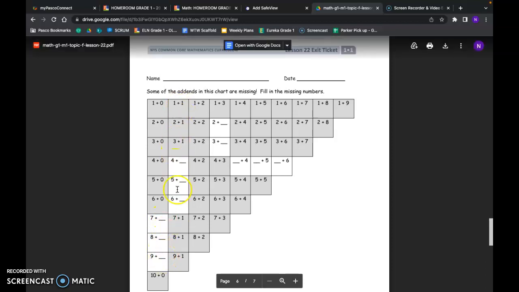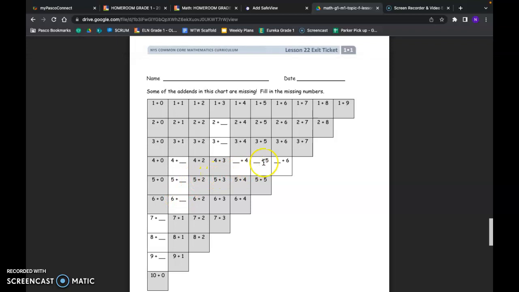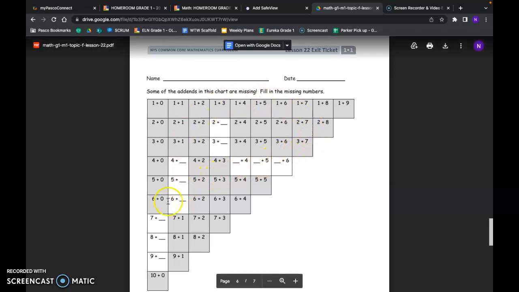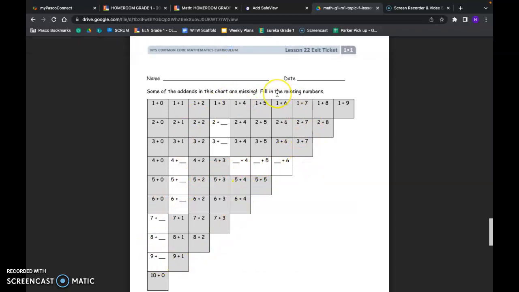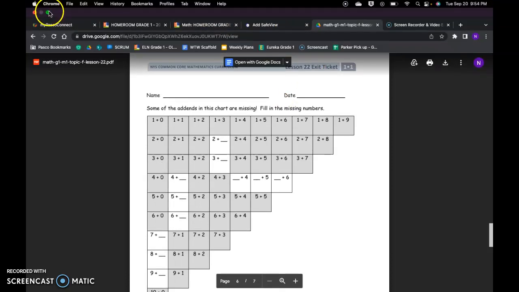Then I want you to go to this row and continue over until all of the boxes in the addition chart are filled in. Once that is done, make sure you tear it out of your book, put your name at the top and put it on my back table, and then you'll be ready for the next part of your math block.